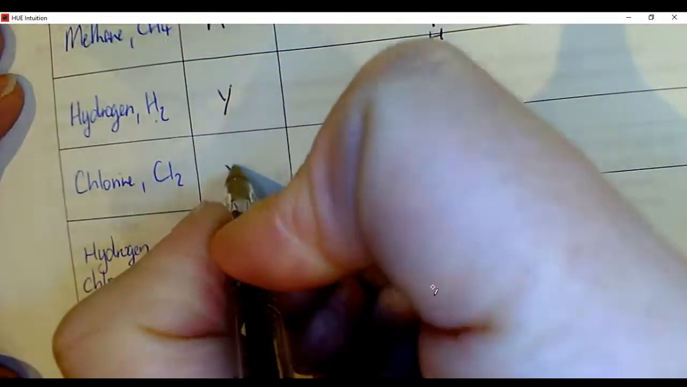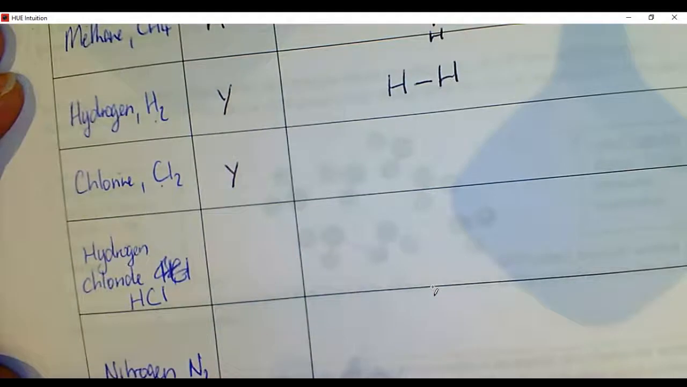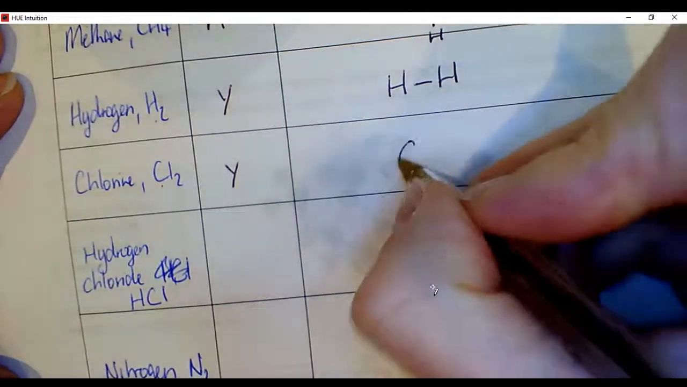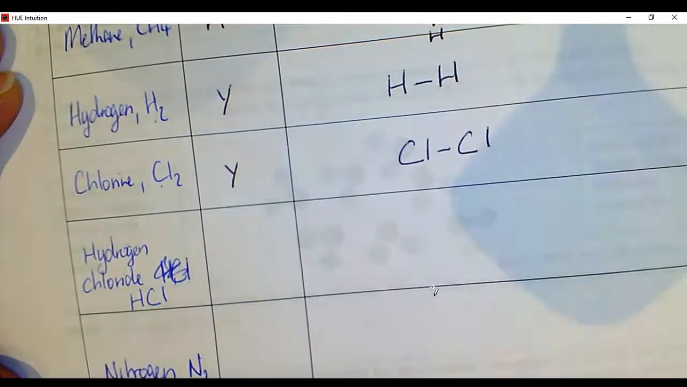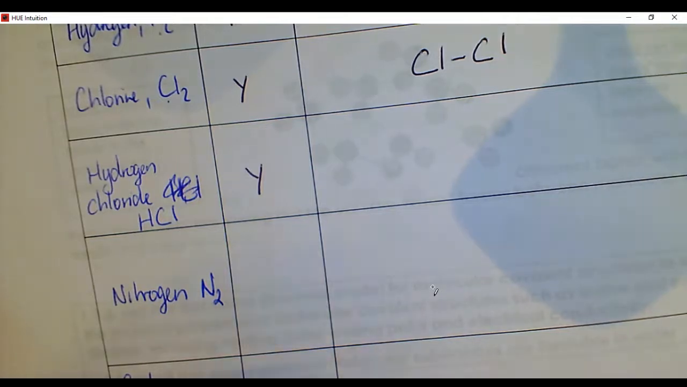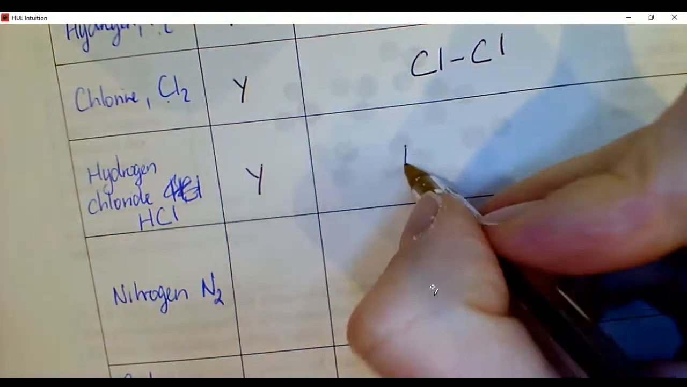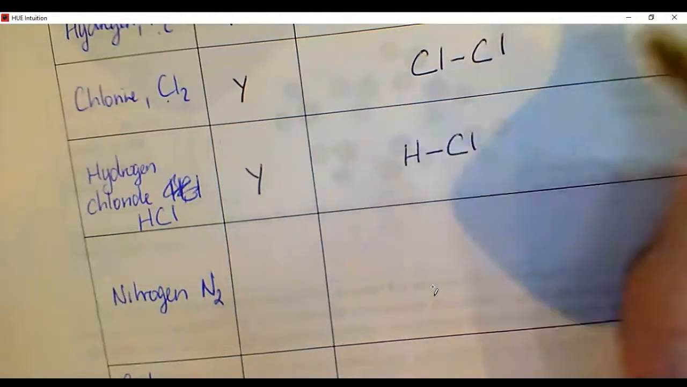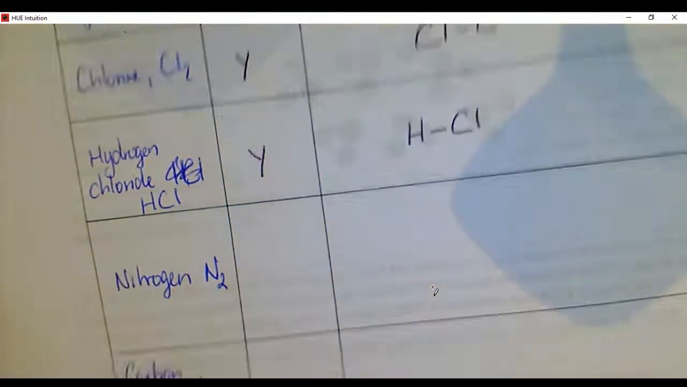Chlorine is also diatomic. It has 2 atoms in the molecule, and they are singly bonded to each other, like that. Hydrogen chloride, by the definition given by CCA, is diatomic, although I have to say diatomic normally refers to the diatomic elements. But anyway, it has 2 atoms, so it qualifies as diatomic. Compounds generally aren't considered diatomic, but let's not go there. Okay, so it's a single bond between the hydrogen and chlorine.